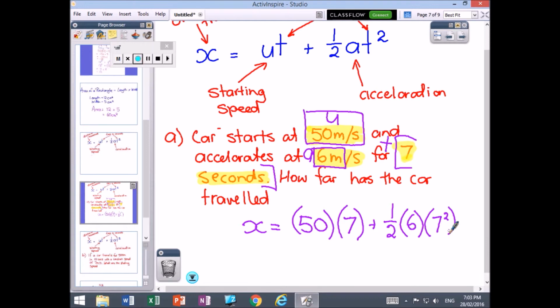50 goes in place of U, okay? T time is 7, so that goes in for the UT. Half A, acceleration is 6, and time is 7 squared. Okay, now remembering our order of operations, I'm going to do a few things here. So 7 times 50 is equal to 350. Okay, plus I'm going to do this bit in 2 stages, because I'm going to turn this 7 squared into 49, which is 7 times 7.